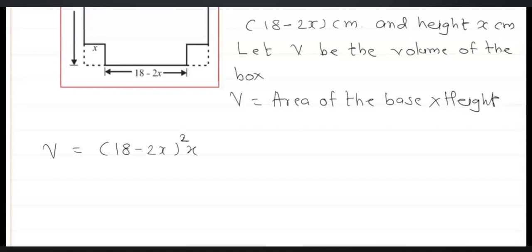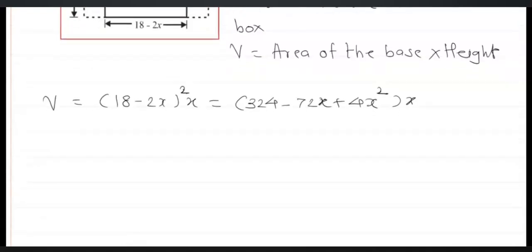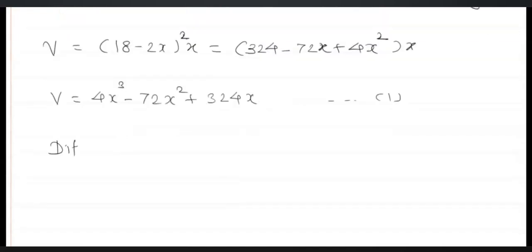I am taking all the solved examples because these examples are asked in the board exam, also the CET exam. That is V is equals to (18 minus 2x) square into x. If we evaluate this, you will get (324 minus 72x plus 4x square) into x, that is 4x cube minus 72x square plus 324x. This is equation number 1.